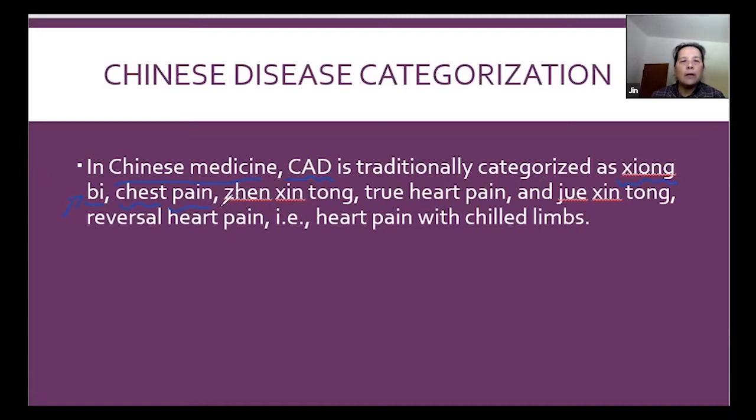And also we call it 真心痛. 心 is heart. 痛 is pain. And more severe is maybe 厥心痛, a severe kind of heart pain. We use reversal for that condition, basically heart pain with cold limbs. Those are the different names we use for these conditions in TCM.